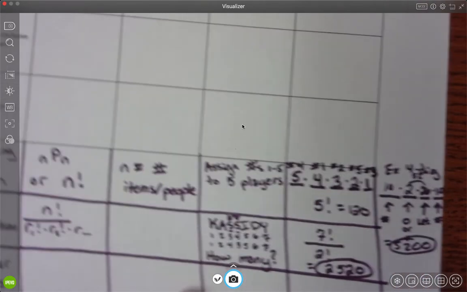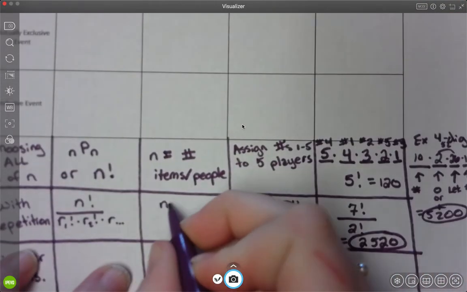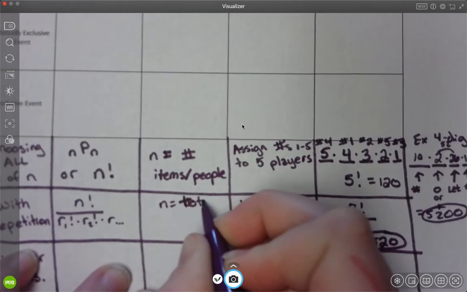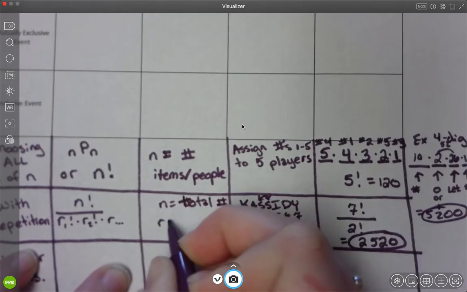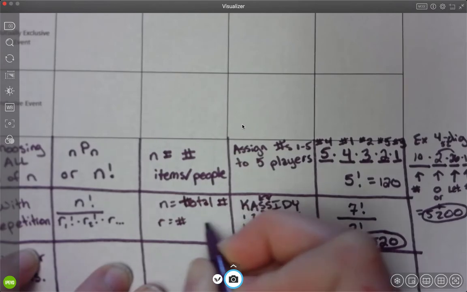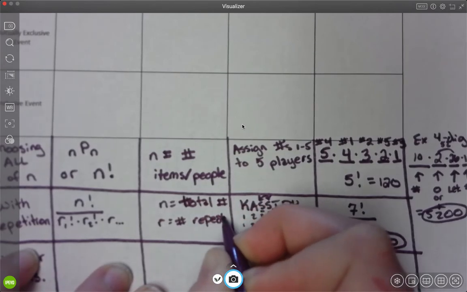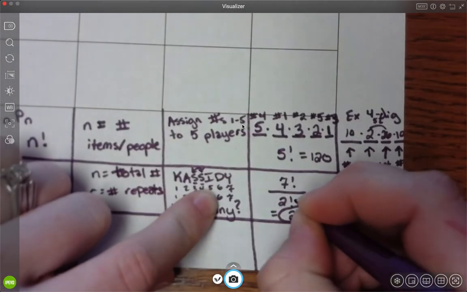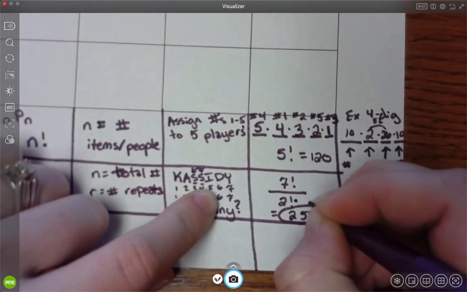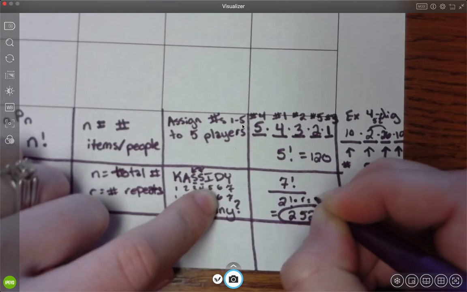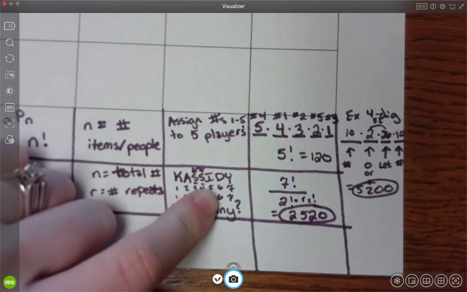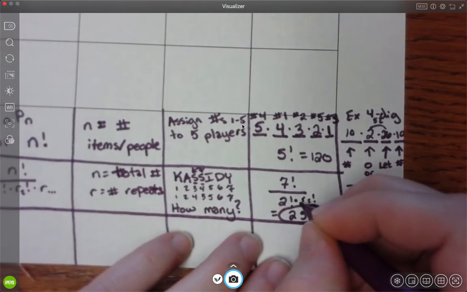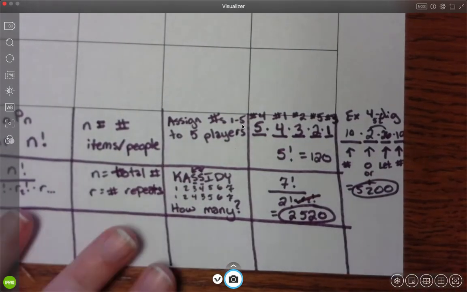Okay, so n equals the total number, and r is the number of repeats. Okay, so if we were to have another letter that repeated, we would be multiplying by something else over here, like r2 factorial. Don't put that in there, but if there was another letter that repeated, we would have to multiply by that. Okay. All right, last one is a circular permutation.